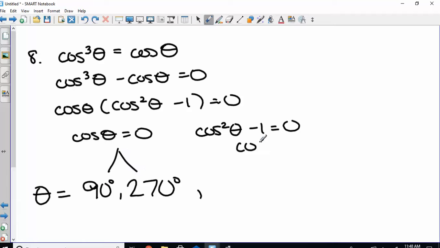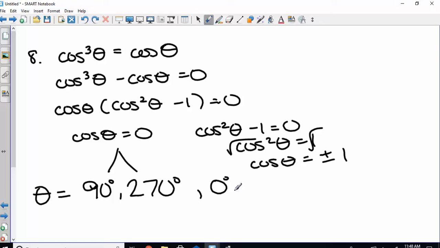This says cosine squared equals 1. So square root, plus and minus. That means cosine could be positive or negative 1. When is cosine positive 1? 0 degrees. When is it negative 1? 180 degrees. Those come from there. And because my angle was just a theta, not a 2 theta, we're done.